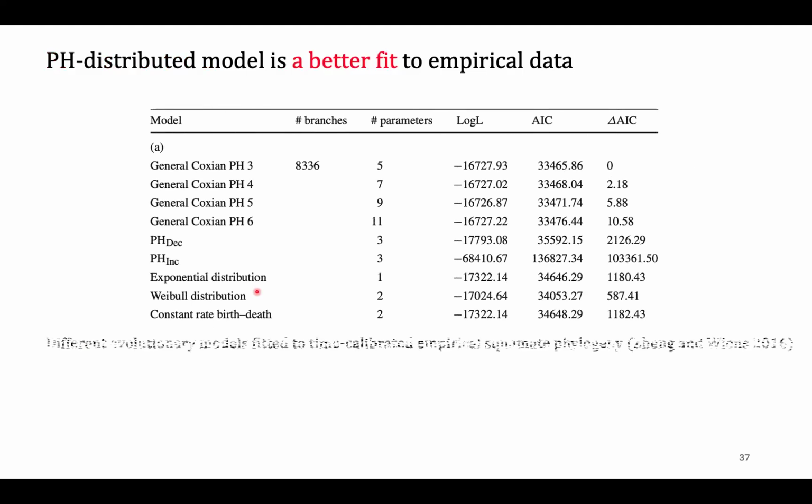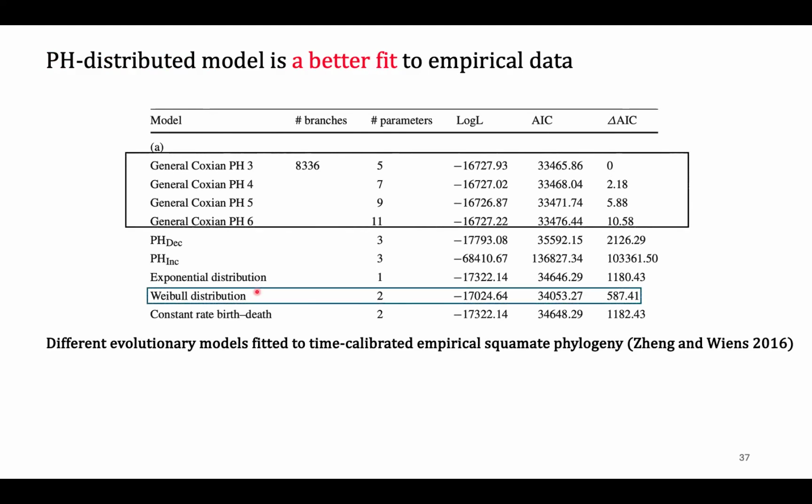Now, this is some model fitting to empirical data. You can see that the first 4 models here have a lower AIC. So it is actually a better model than the already existing model that I mentioned earlier using the variable distributions. And you can also see these sub-models of this phase-type distribution.